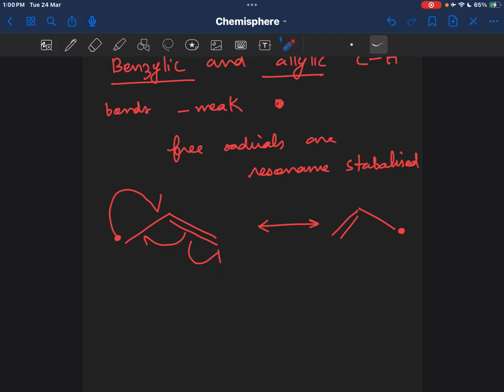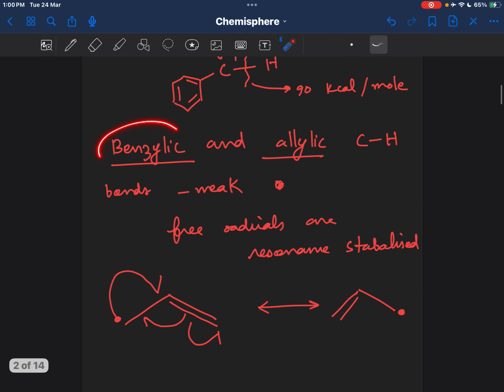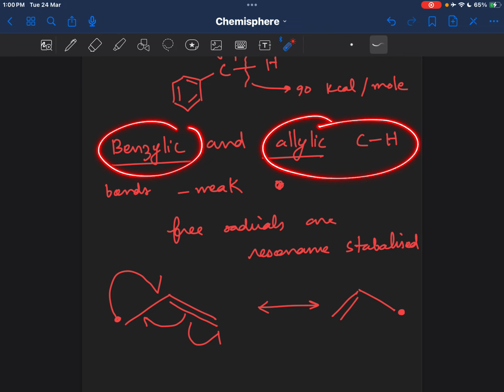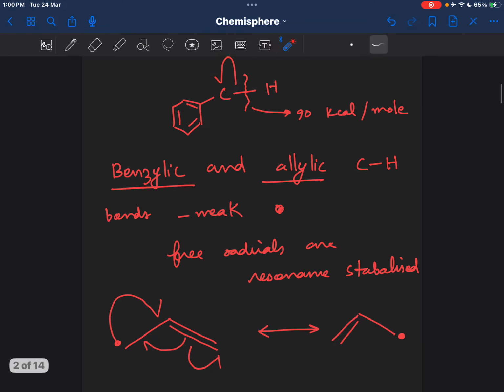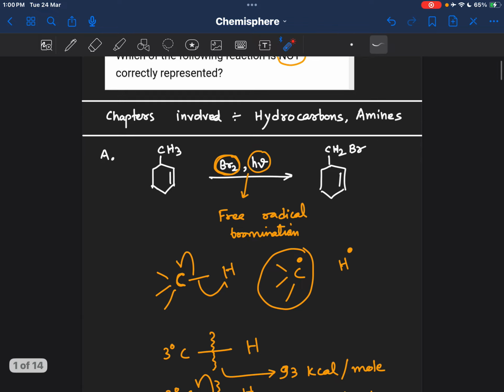So because of this resonance stabilization, if we have benzylic and allylic C-H bonds in the molecule, or in the organic compound, they will be preferentially brominated over the tertiary C-H or secondary C-H or primary C-H. Okay, so let us look into the question. In the question, let us draw this guy again.